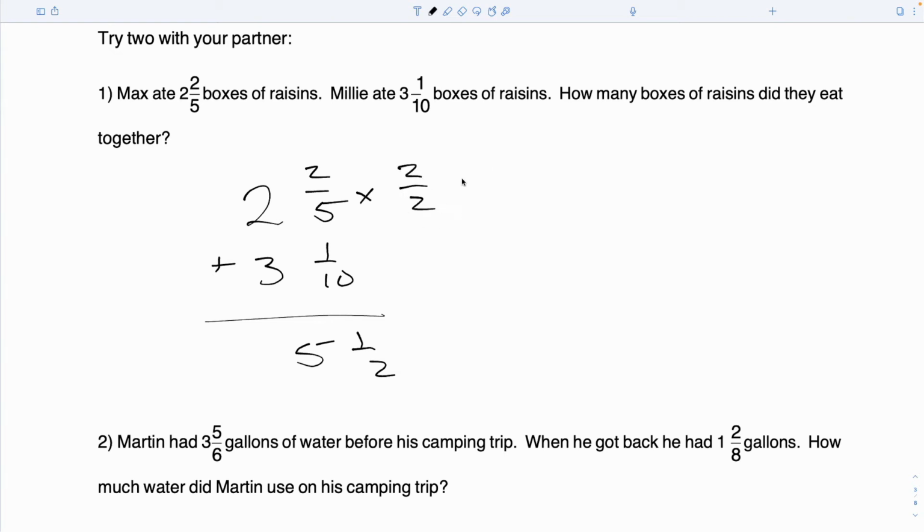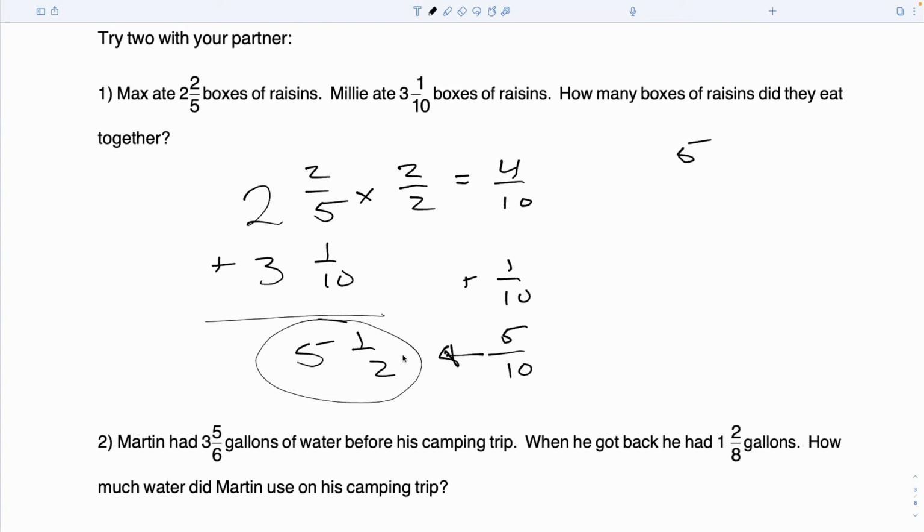So this gives me 4 over 10 plus 1 over 10, which is 5 over 10. If you know that 5 over 10 is 1/2, I'm okay with you writing that mentally. We've been doing sprints, and the goal is to get this all mental so you can do it in 3 seconds or less. 5.5 boxes is your answer.